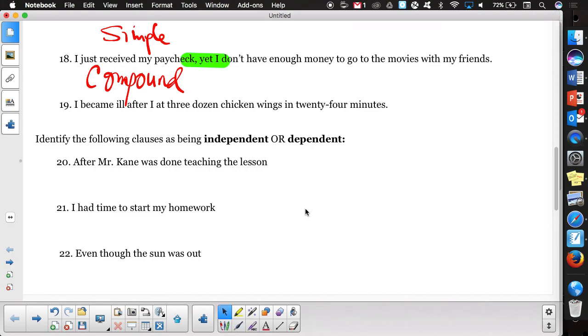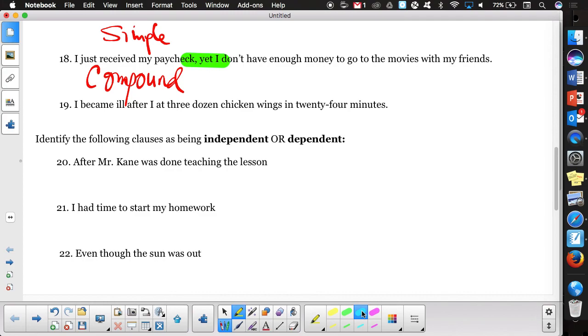It's complex. Well, it's more in depth with what's going on. The key thing that you want to look for: do I have, number one, a coordinate conjunction? Do I have a FANBOYS? No, and I don't have a comma. I know I don't, therefore, have a compound sentence.